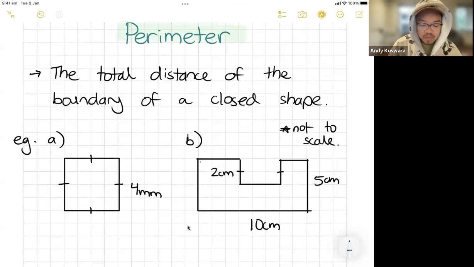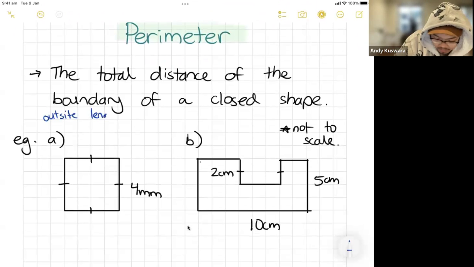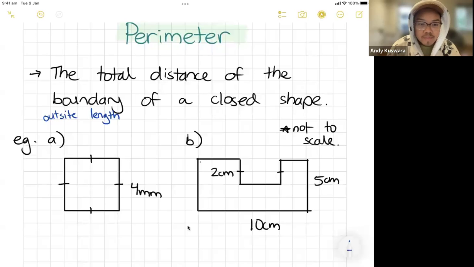Perimeter is the total distance of the boundary. And I'm going to write this here. Essentially, we're finding the outside length of a closed shape. So we're just finding the length of the outside. Hopefully you remember. So say, for example, let's find the perimeter of these two shapes here.